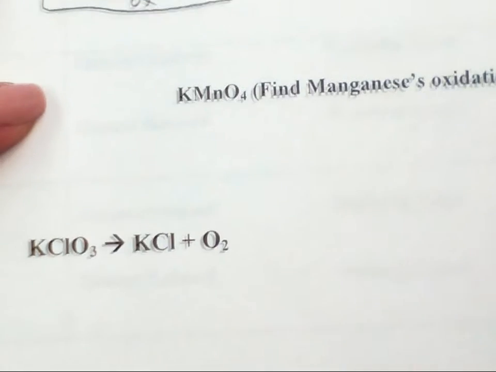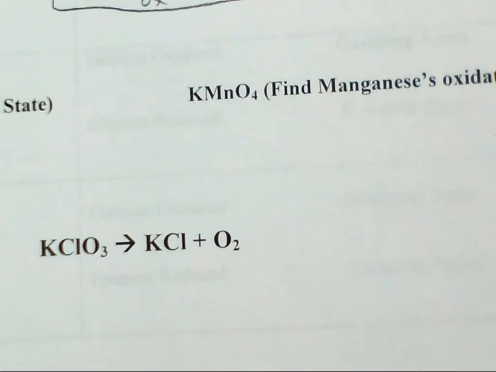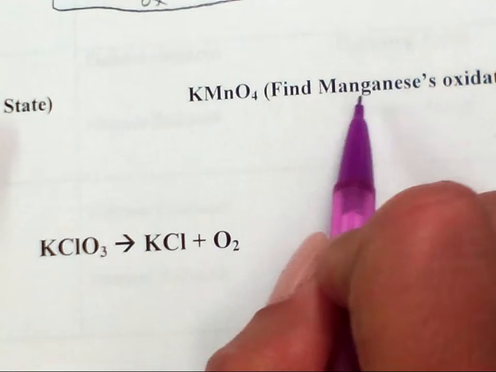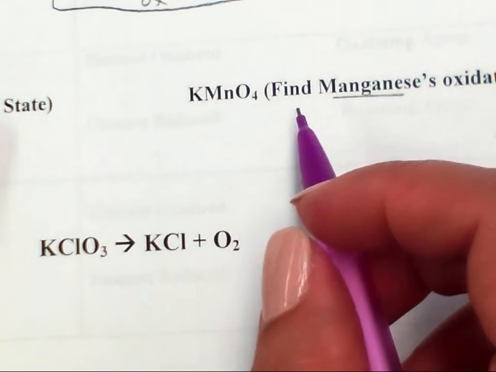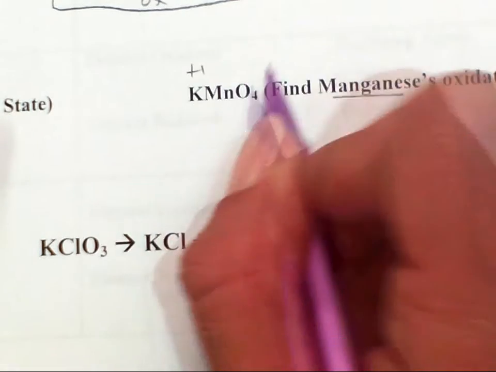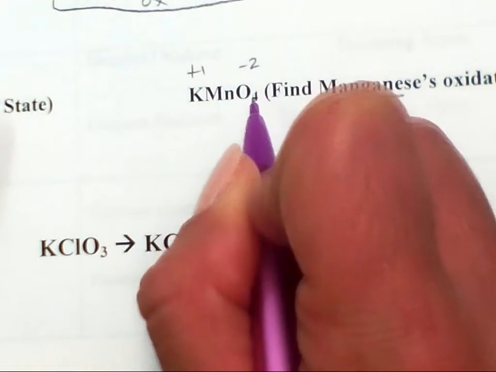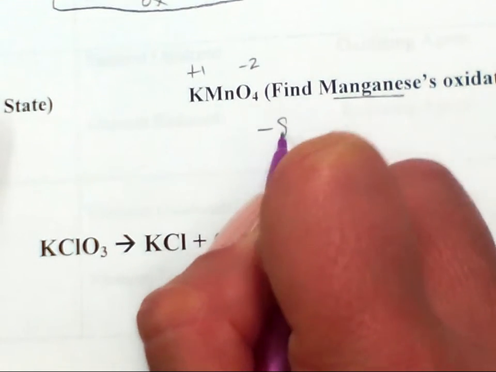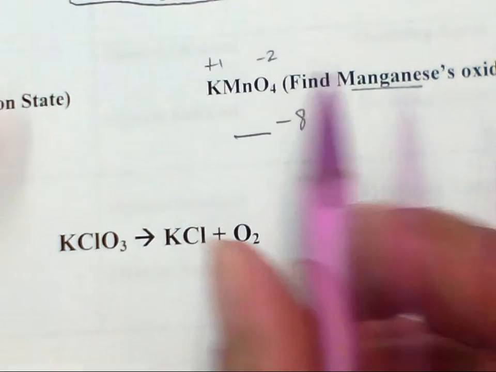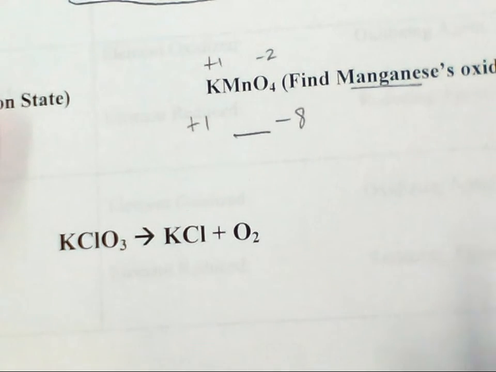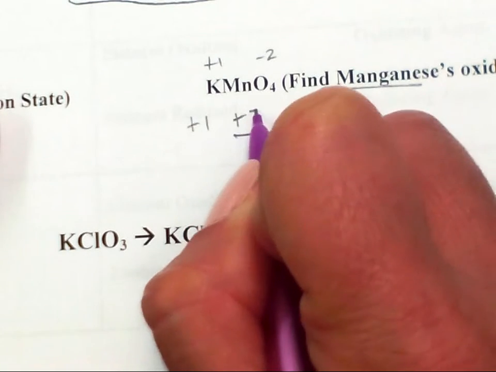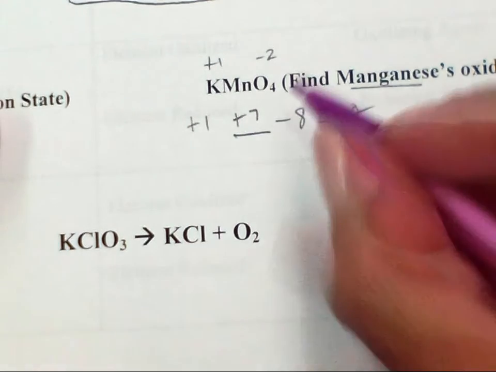We have potassium permanganate, but we are looking for manganese. Okay, we know that potassium has a +1 charge. Oxygen is a -2, but there's 4 of them, so together they make -8. We don't know what manganese is. We know that potassium is a +1. So what would manganese have to be in order for all of this to equal 0? There's nothing else it could be but a +7.